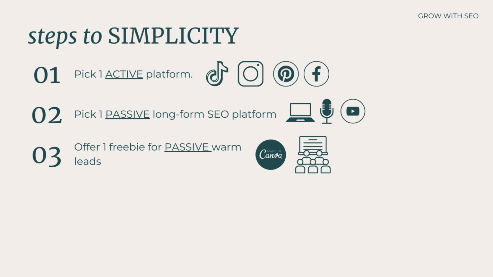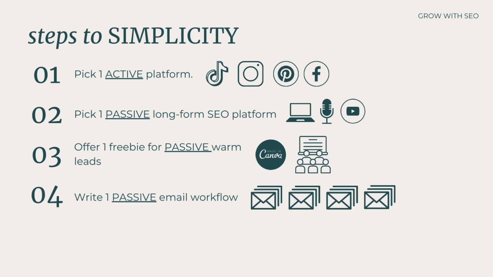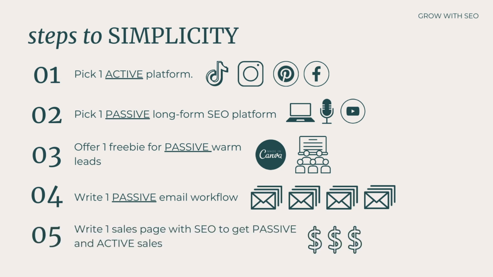From there, you're going to offer one freebie for passive warm leads. So a template that you can make in Canva or a masterclass like this. Then you're going to write one passive email workflow with 4 to 8 emails. And then you're going to write one sales page with SEO to get passive and active sales. So the active sales will come from your social media platforms, and your passive sales will come if you get your sales page on the front page of Google. And I'll show you some examples of that later on.